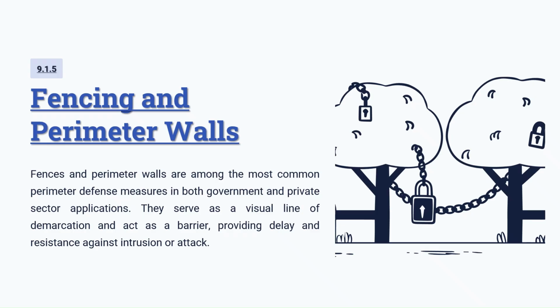Fencing and perimeter walls form the outer boundary of protection, the first visible layer of defense. They serve multiple purposes, defining property limits, deterring intrusion, delaying attackers, and providing a psychological barrier. While they may not completely stop a determined adversary, they create an important delay and signal that the area is protected. Effective perimeter design is not just about height or material, but also visibility, maintenance, and integration with surveillance and response systems. A well-designed perimeter sets the tone for the entire security posture.